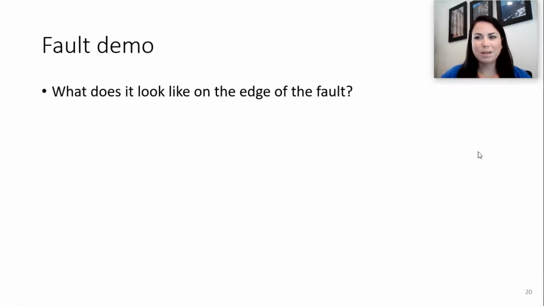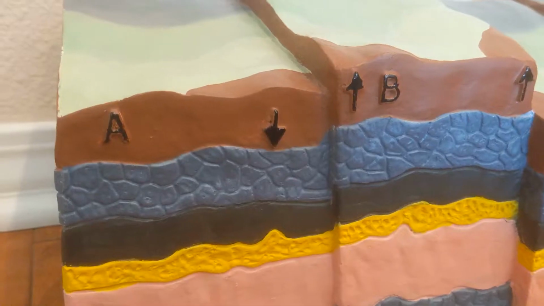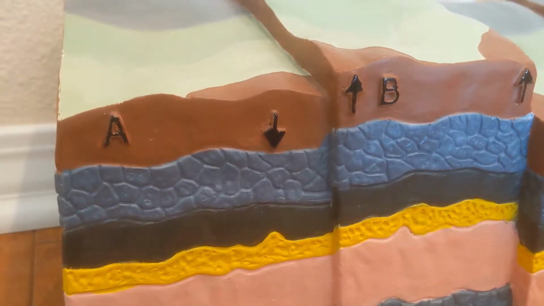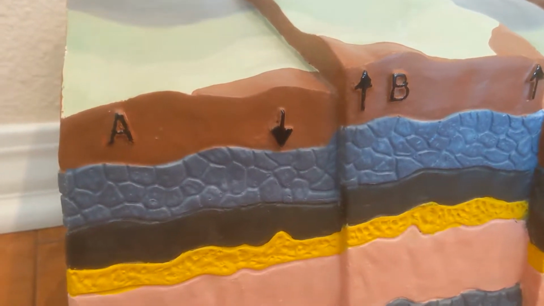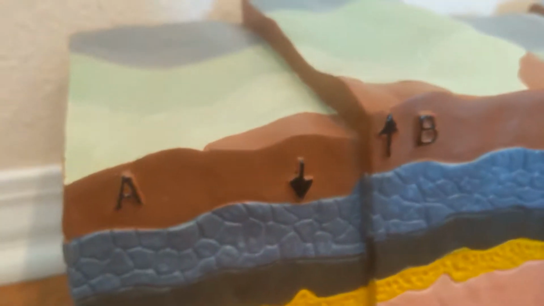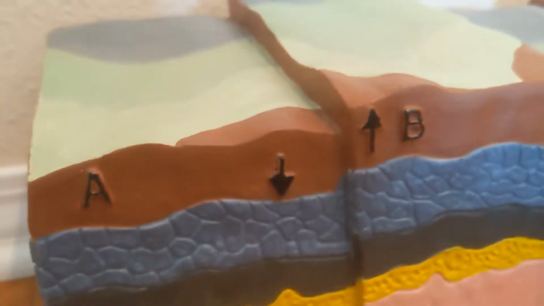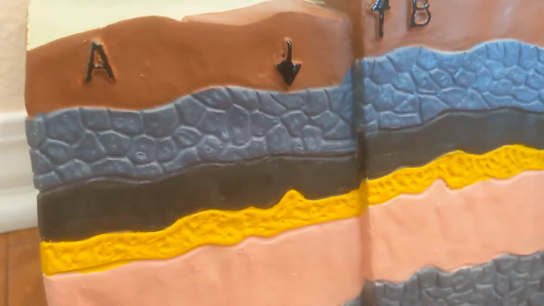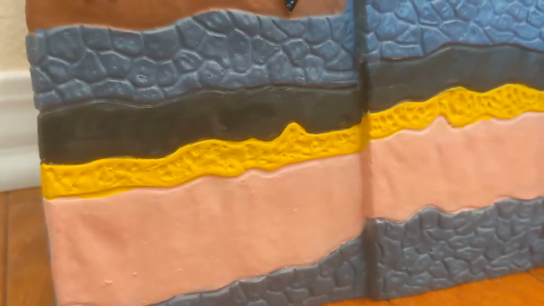Okay, so I have a little demo to show you of what it might be like if you're on the edge of a fault. Between blocks A and B is where we have an example of a normal fault. This is where block A is being moved down relative to block B. Again, in this setting, we would be able to see that there's a difference here in the subsurface layers.